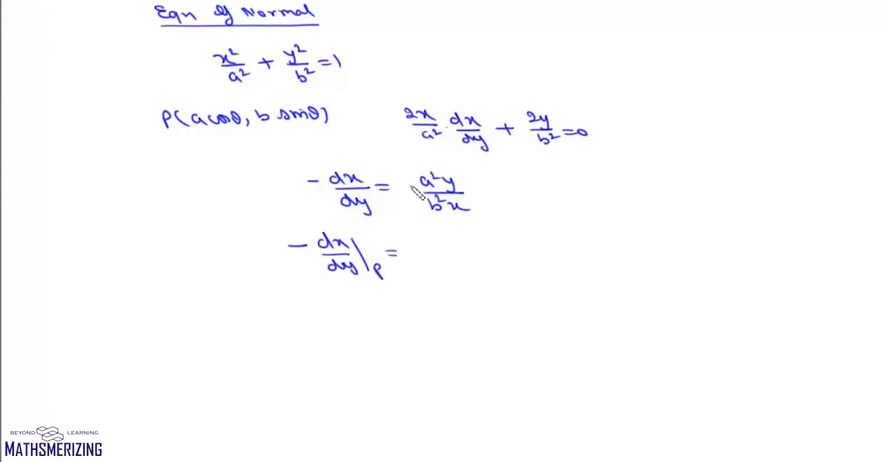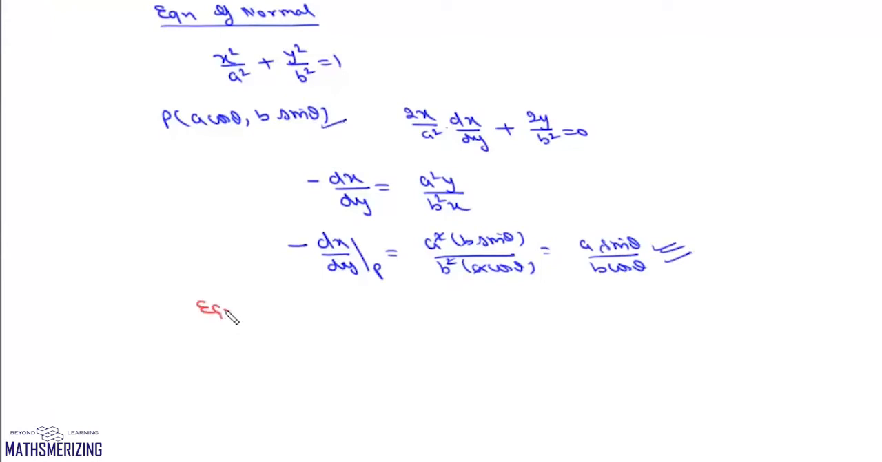So we'll put the value of x and y. So it'll be a square and then b sin theta, and then it'll be b square and then a cos theta. So a will cancel, b will also cancel. So we'll get a sin theta upon b cos theta. So that is the slope of the normal. Once we have the slope and we have the point, now we can write the equation of the normal.